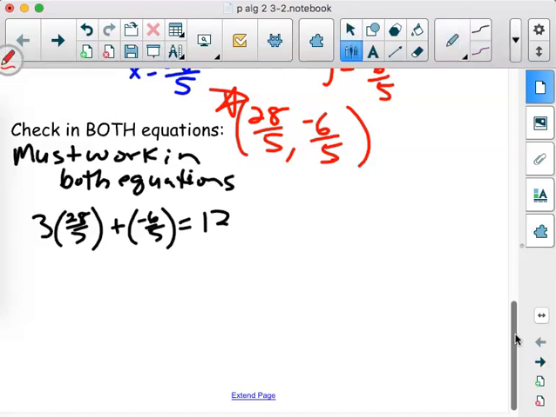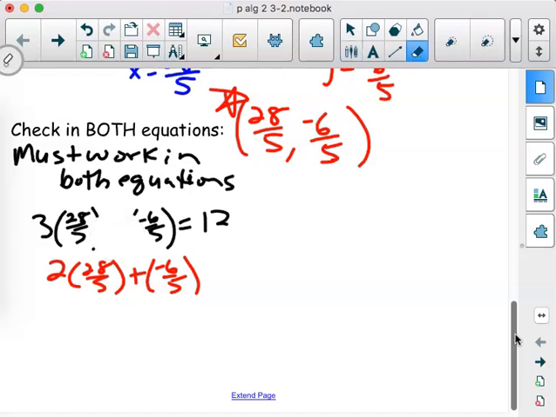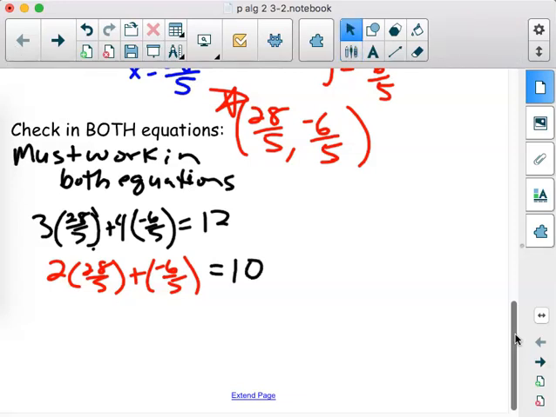And then we had 2x plus y. Oh, and I forgot the 4 in front of the y up here. I said it and didn't write it. And that has to come out to 10. So writing that down is probably going to take longer than it will for you to pop it in your calculator and make sure it works. But that's all we have to do, is put it in the calculator and make sure it works.